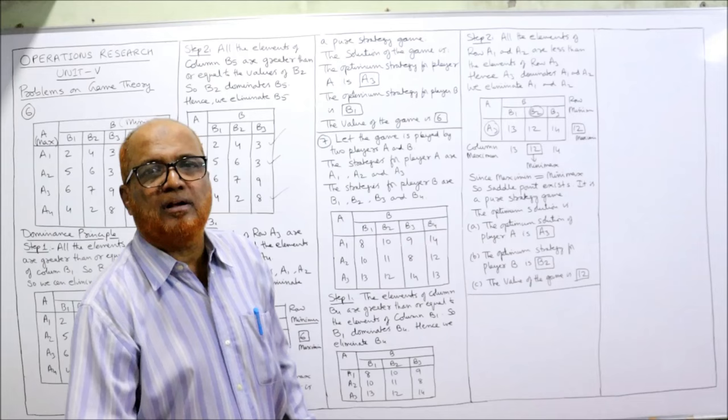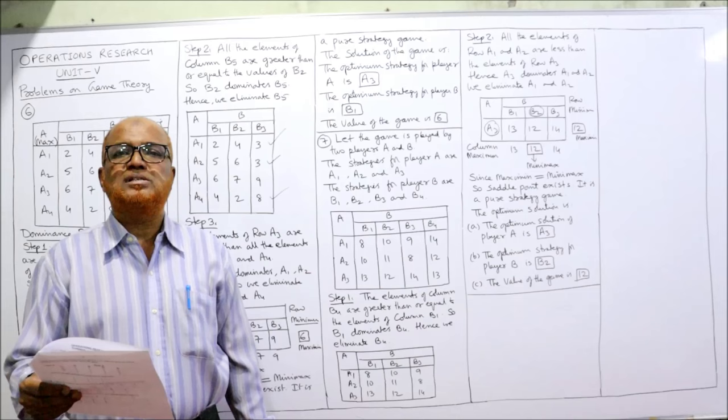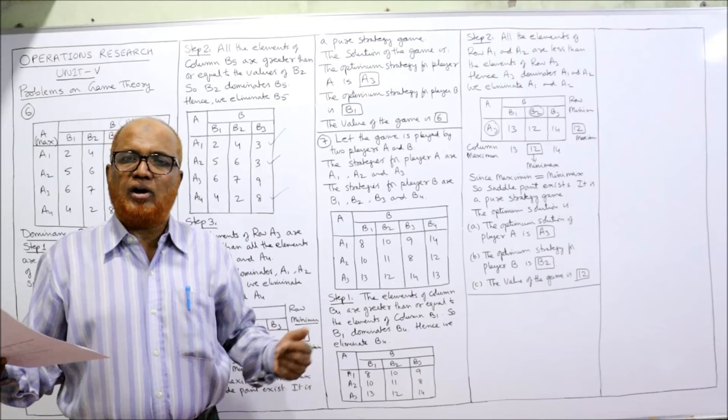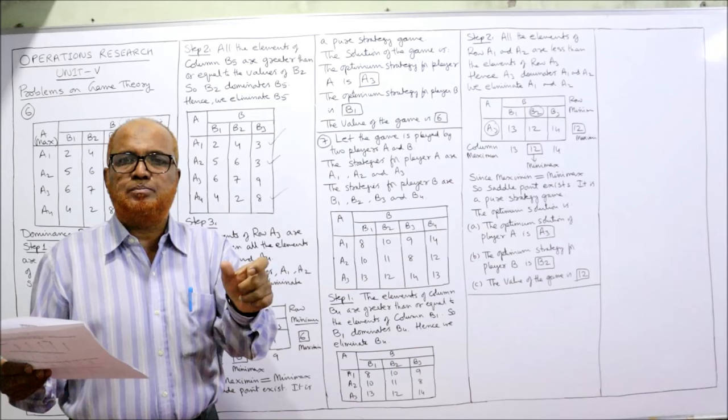Seventh problem. Solve the following game by applying the principle of dominance. Specifically given, we have to apply the dominance principle. So here, three rows are given and four columns are given. Name of the player not given. So we assume two players are there. Row is A player, column is B player.